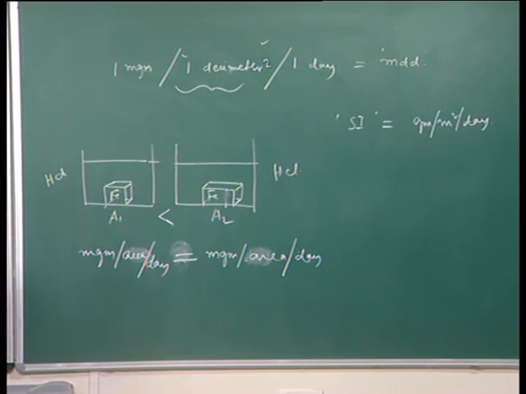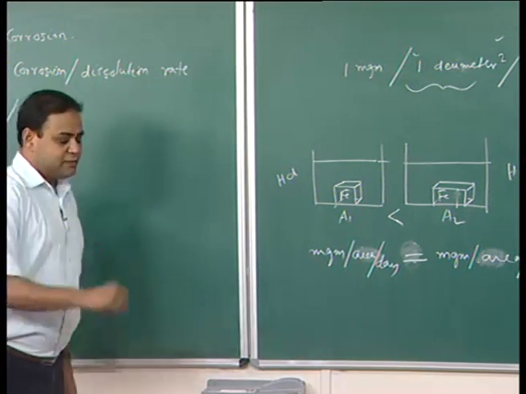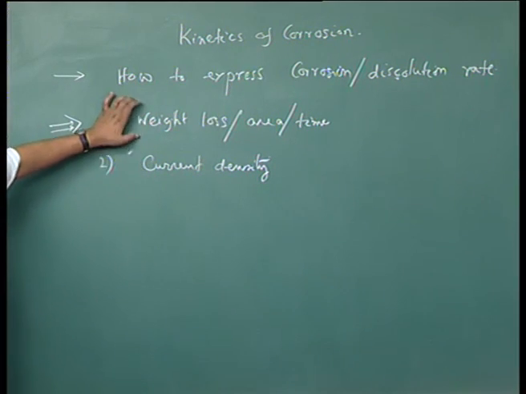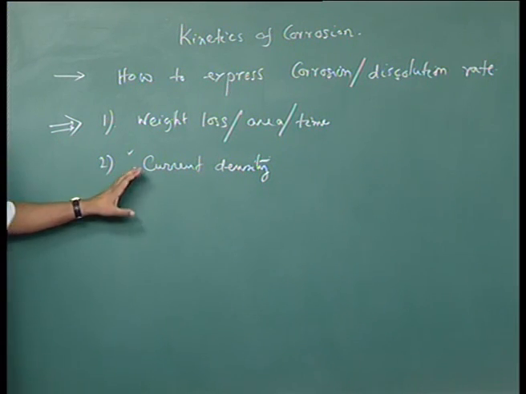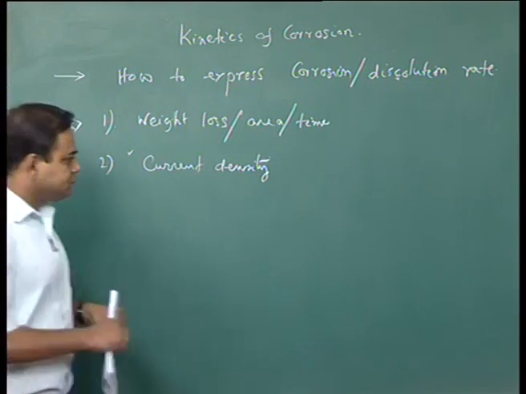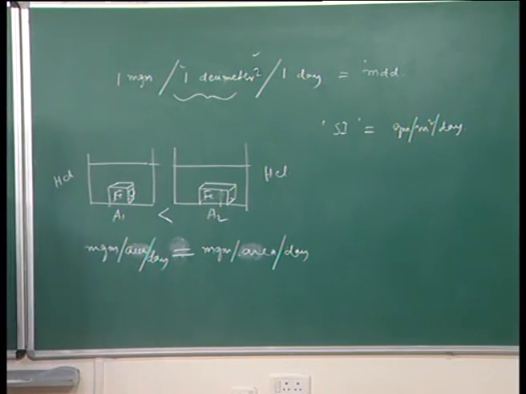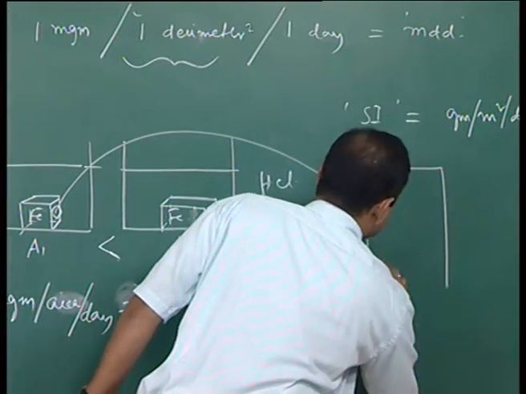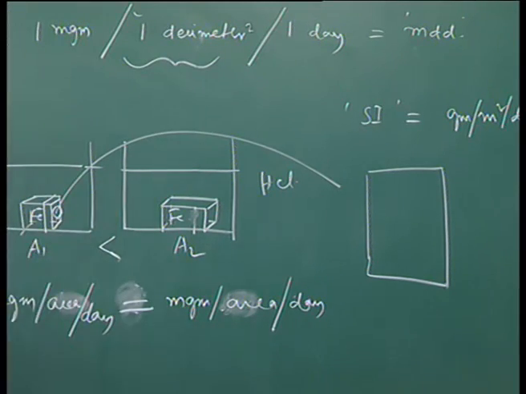Now, this is very clear, because whenever we have iron in HCl medium, HCl acid, you are going to get dissolution. But now we see that there are two modes. One is weight loss per unit area per unit time, and the other one is current density. Let us see where this current is coming from. Now, let us say I consider a small section and blow it up, the cross section.